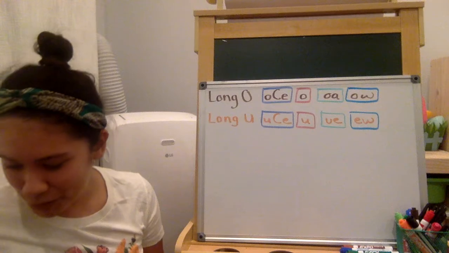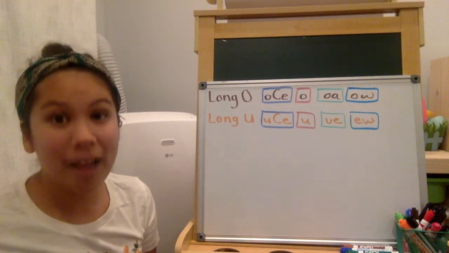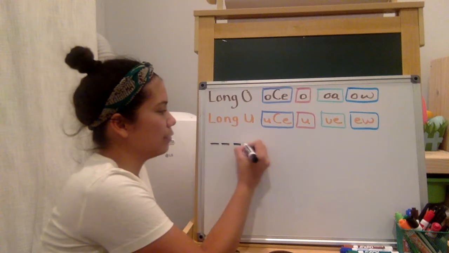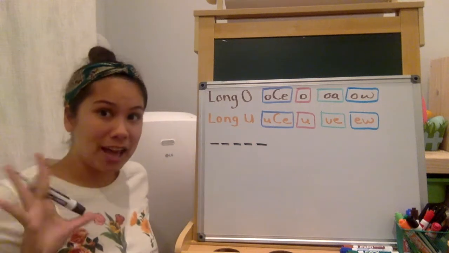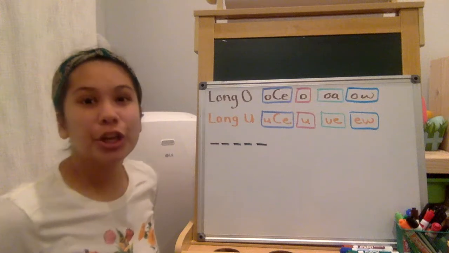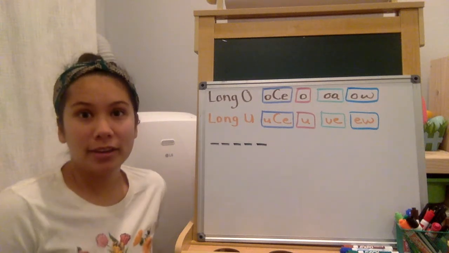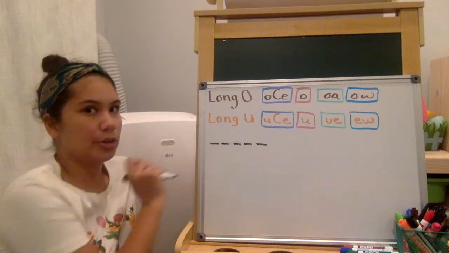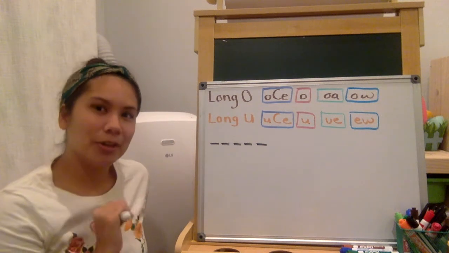Okay, your first word has 5 dashes. 1, 2, 3, 4, 5. The word you have is human. Take a moment. Is that a long O sound or a long U? Human, like you and me, humans.